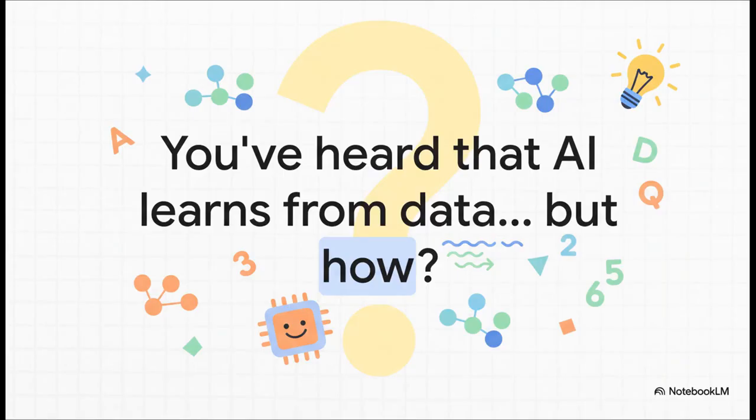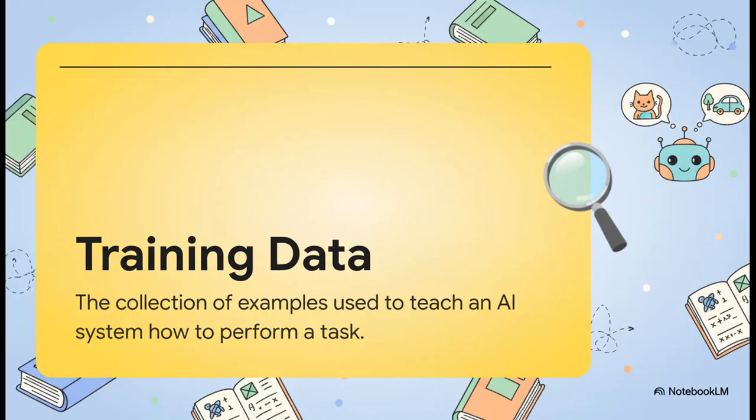I mean, it's a question a lot of us have, right? You've heard people say, oh, the AI learns from data. But what does that even mean? It sounds kind of like magic, doesn't it? How on earth does a computer program just learn? Well, the answer is actually pretty straightforward. It all boils down to this thing: training data.